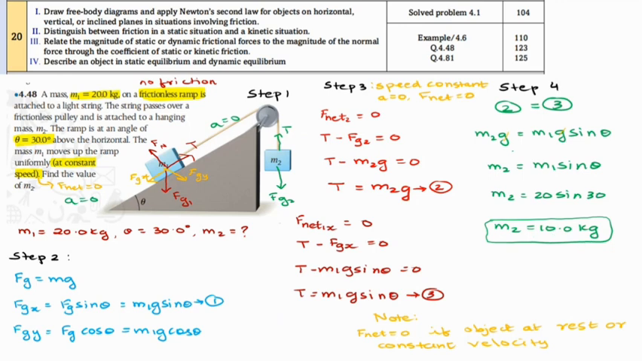So if an object is at rest or moving with constant speed, you take its F net to be equal to 0. We only take F net equals m into a when the object is accelerating.